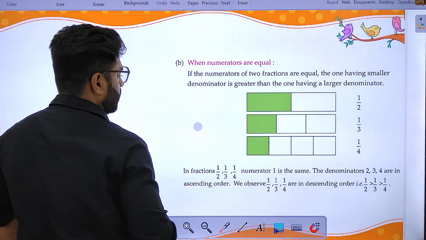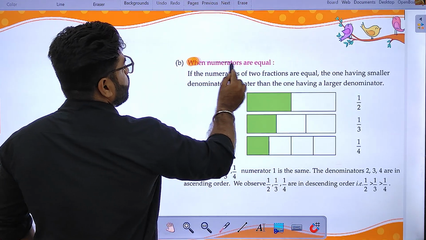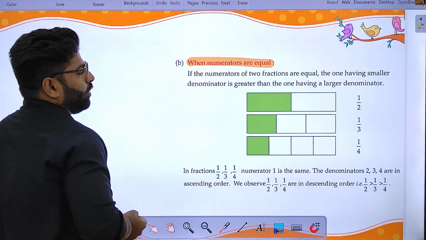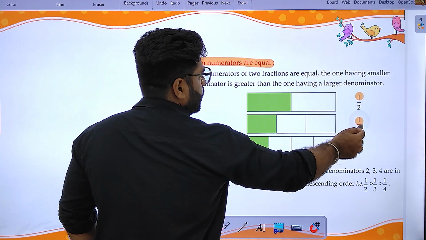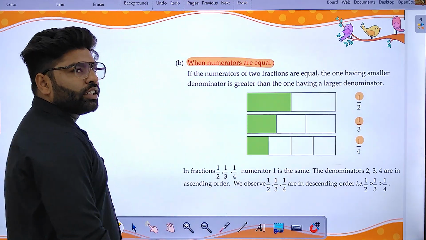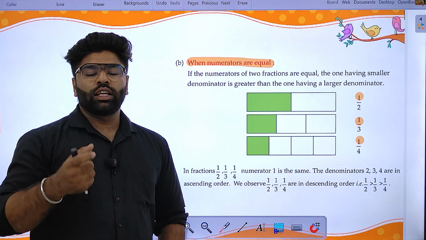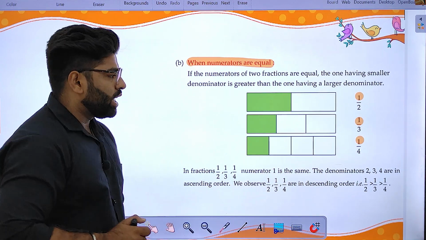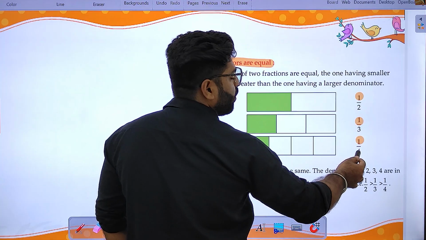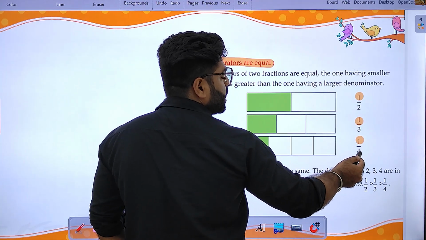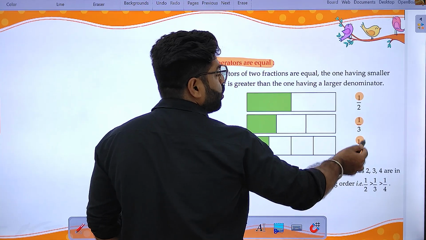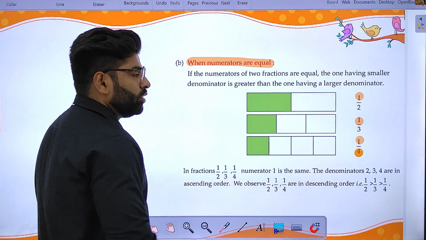Next, that is when numerators are equal. If numerators are equal, then we will have to look at the denominator. The fraction whose denominator is greater, its value is smaller. Just like we are having 1 by 2 and 1 by 4. So this fraction has greater denominator, its value is smaller than this fraction. Clear?